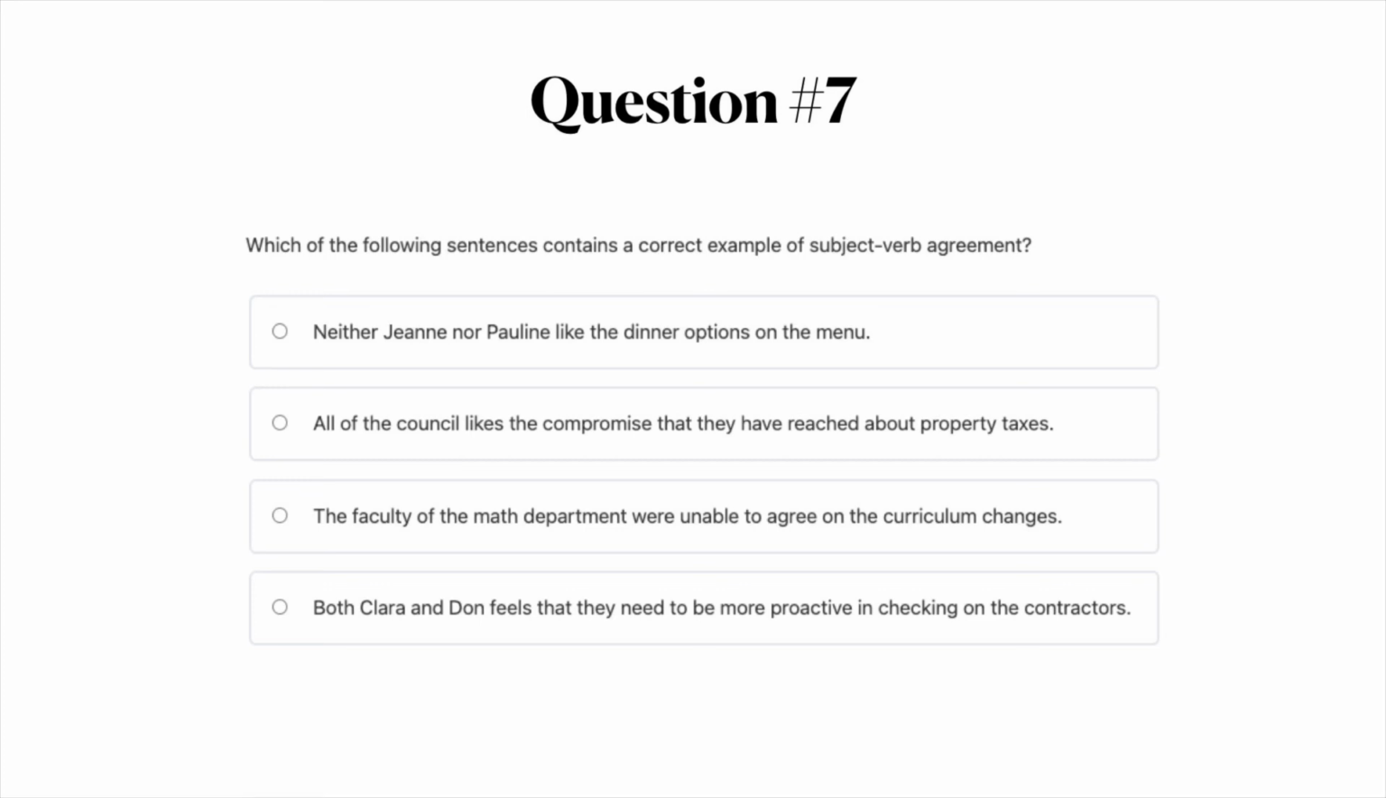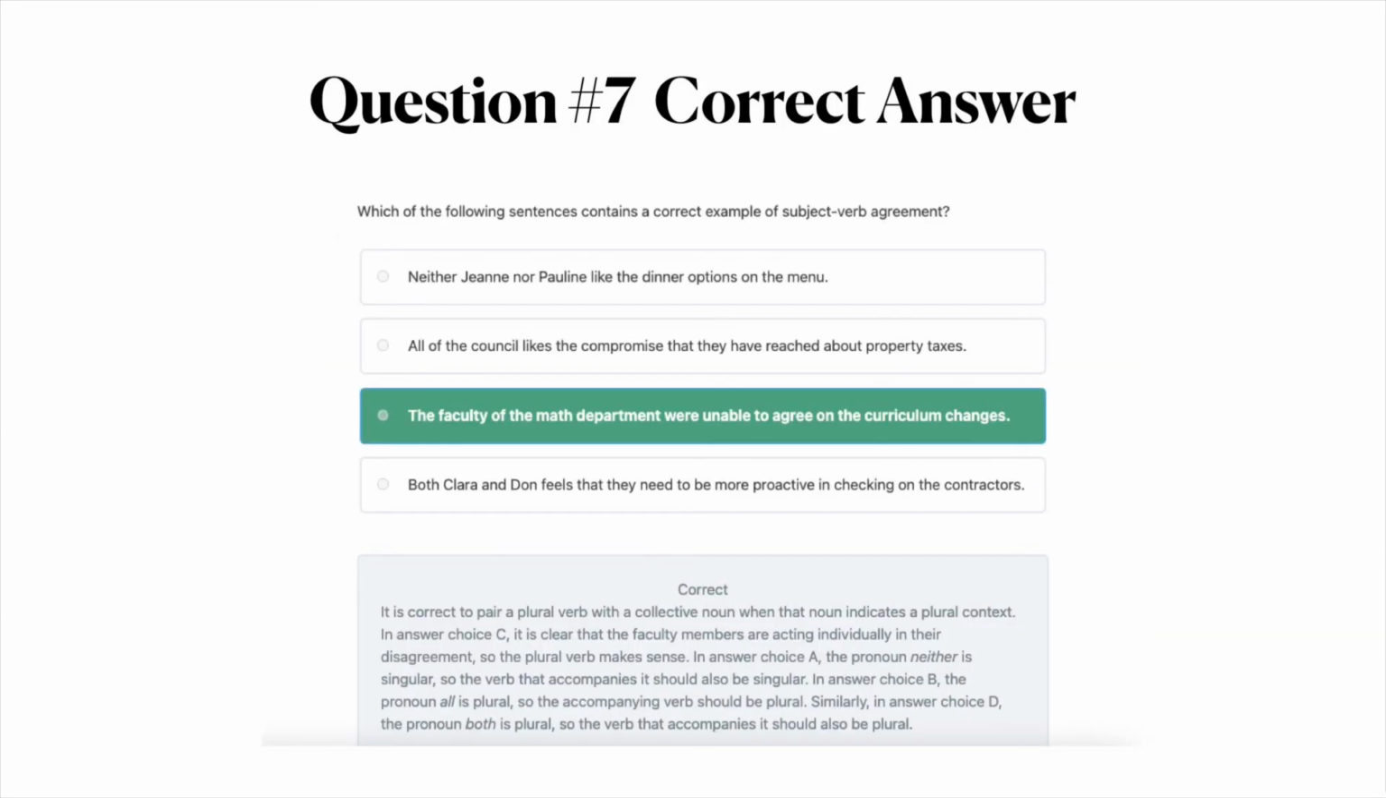The correct answer to question number 7 is C. The faculty of the math department were unable to agree on the curriculum changes. This is a correct example of subject-verb agreement. The reason that C is the correct answer is it is correct to pair a plural verb with a collective noun. The collective noun here is faculty, when that noun indicates a plural context.